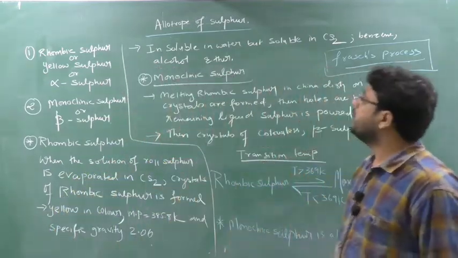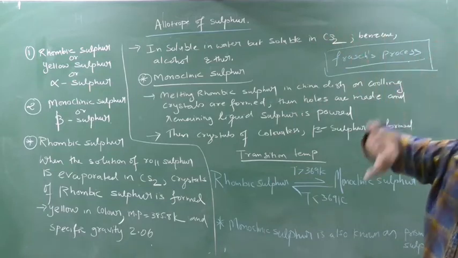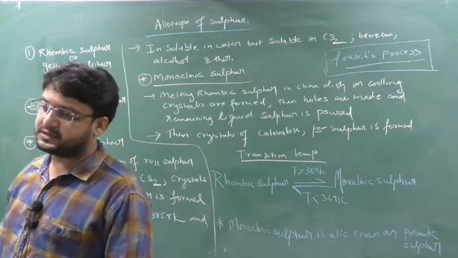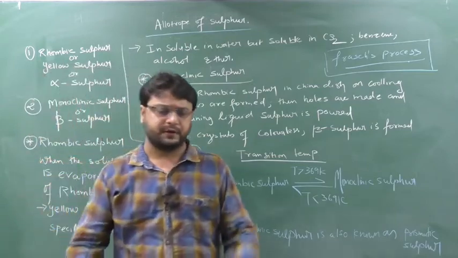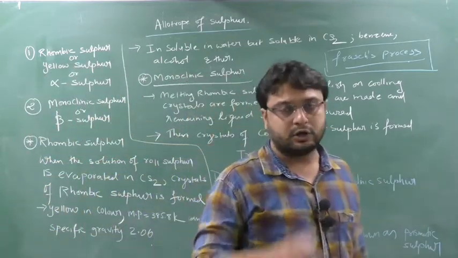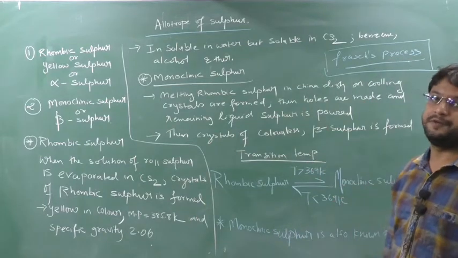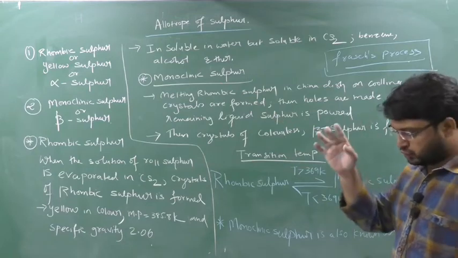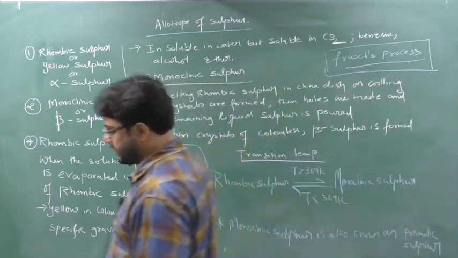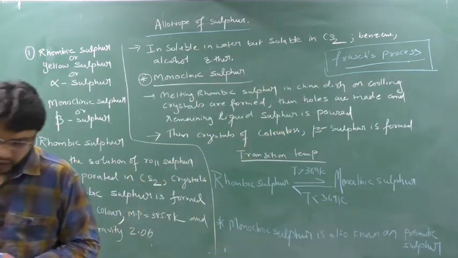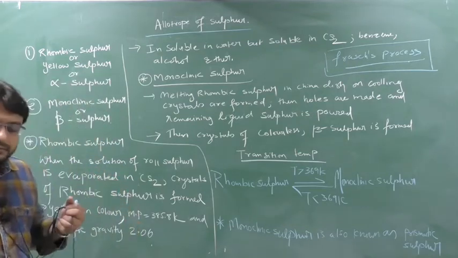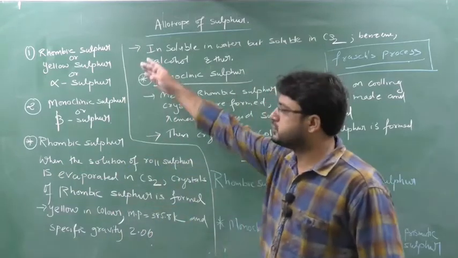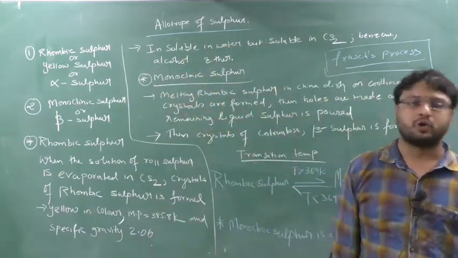Clear? Now, there are a number of allotropic forms of sulfur: colloidal sulfur, plastic sulfur, rhombic sulfur, monoclinic sulfur, many types of sulfur are there, but the 2 most stable allotropes of sulfur are rhombic sulfur and monoclinic sulfur. Clear? When you read a competition exam book, you will observe that there are a number of allotropes of sulfur, out of which 2 are most important. One is rhombic sulfur, another one is monoclinic sulfur.